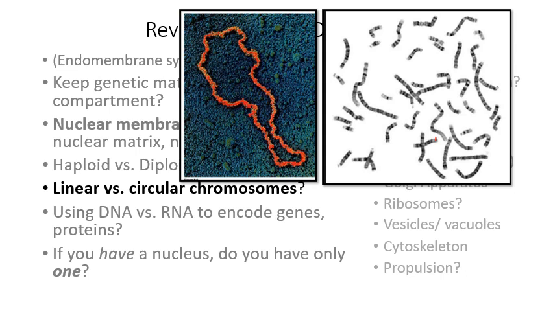And this is what a circular bacterial chromosome looks like, right? So it's a circle, and it's quite a bit smaller. These two photographs are not to the same scale.